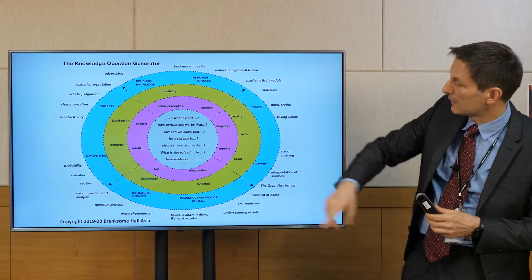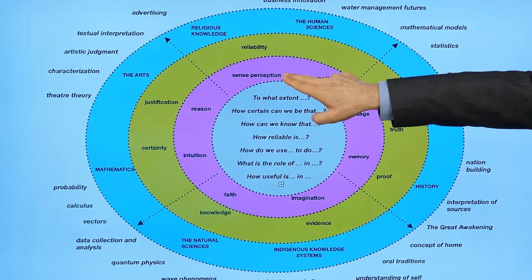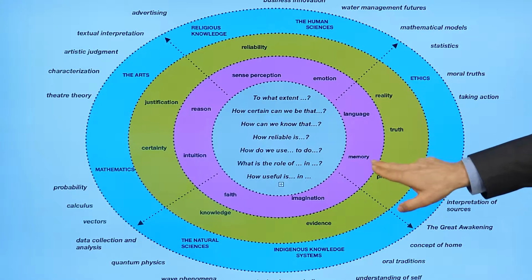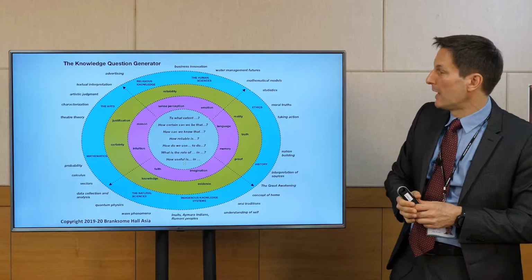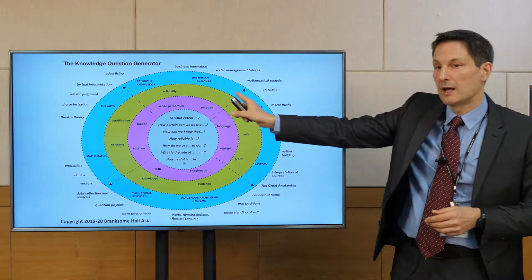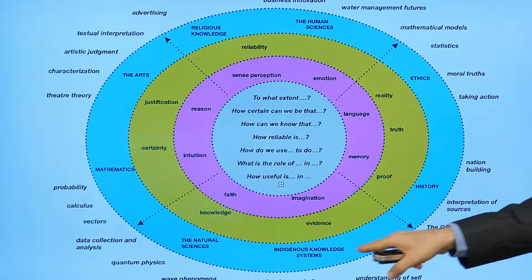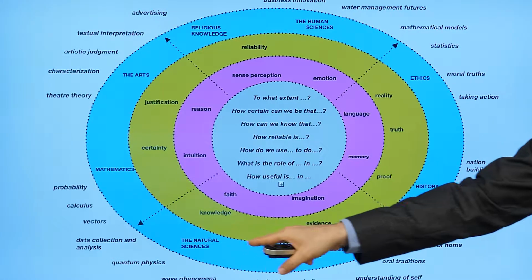And what we've got here are all the ways of knowing. So things like sense perception, emotion, memory, imagination. And then out here we've got words related to certainty and reliability and truth. And then we've got the actual topics and subject matters on the outside.